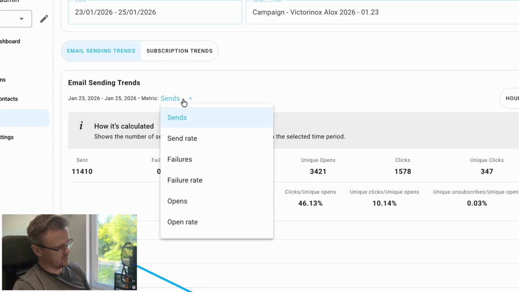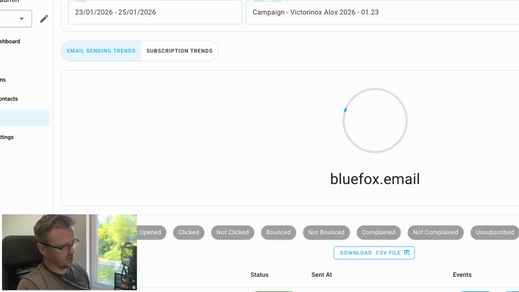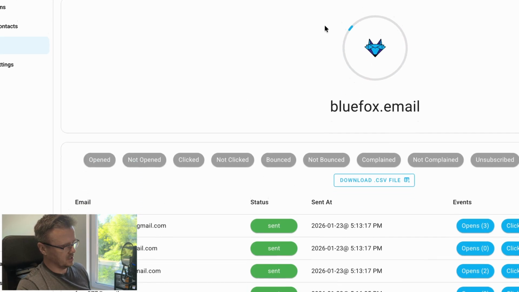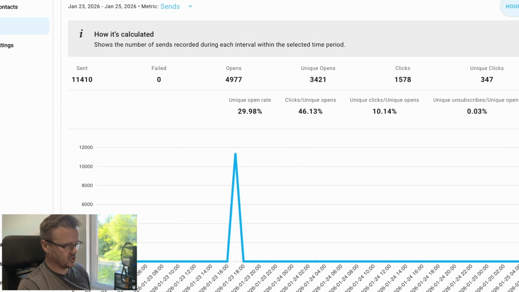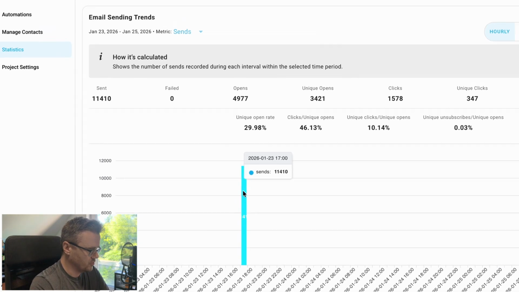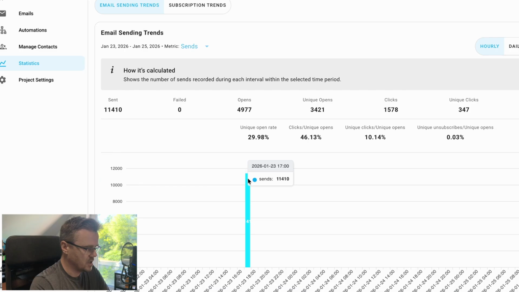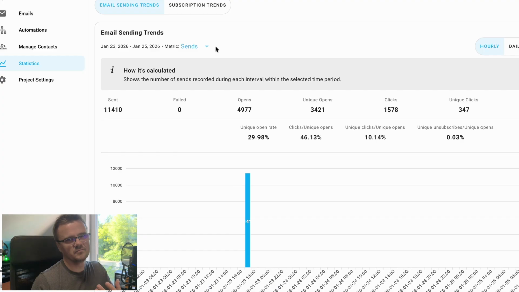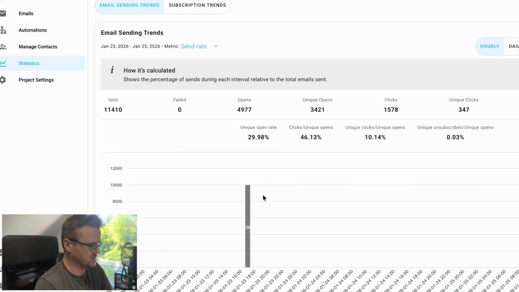As you can see, we have rates about everything. So for example, sends, let's pick hourly, and the chart will be updated. I prefer this kind of chart. As you can see, all of the sends happened in the same hour. The number of sends only matters if you send to a huge list, and it might not happen within an hour. And that's the same for the send rate. So it's obviously 100% in that hour.